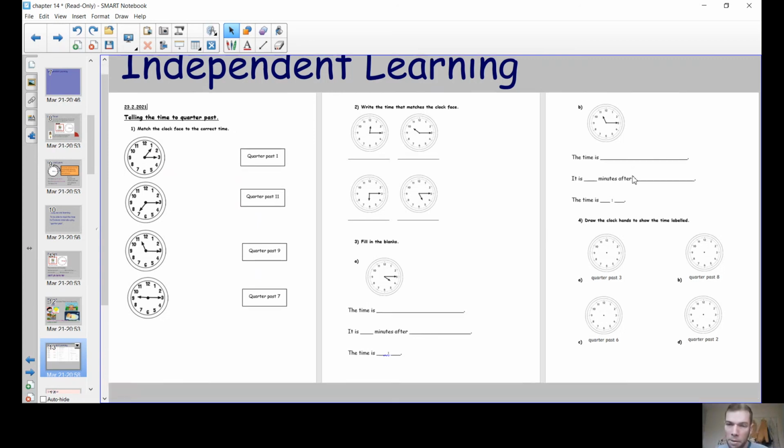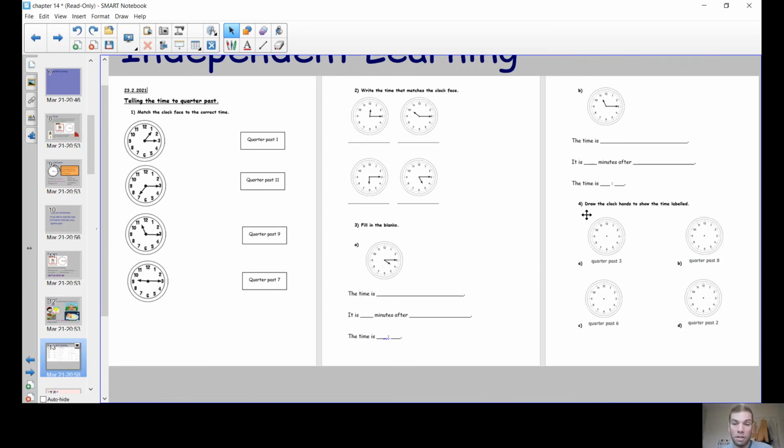We're going to continue that bit on page 3, and then we've got a real challenge to draw the clock hands to show the time. When you're drawing your clock hands, it's important that you make sure one is short for the hour and one is longer for the minutes. It's also important that you use a ruler because nobody likes a wiggly clock hand. And it's really important to think about where they are pointing.